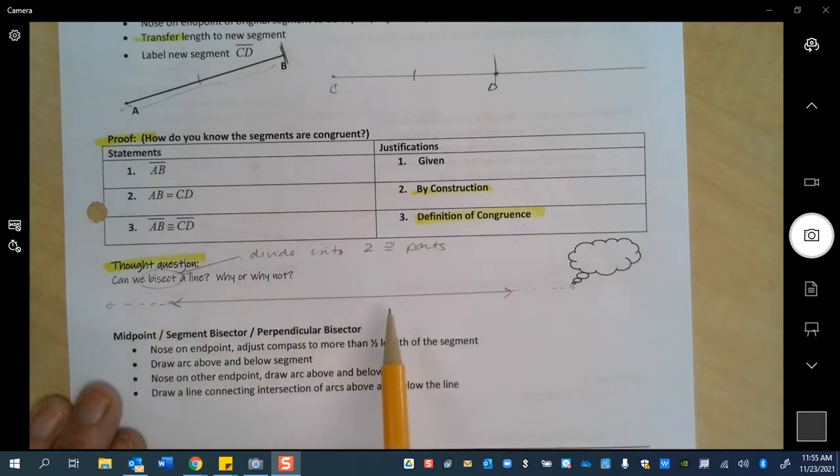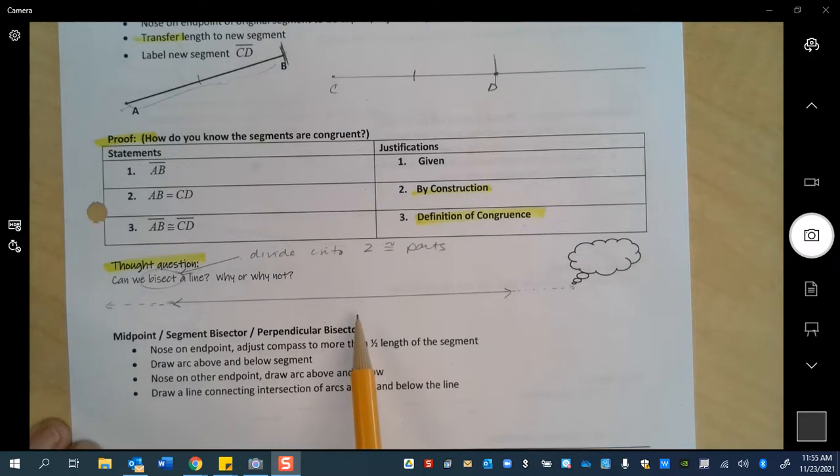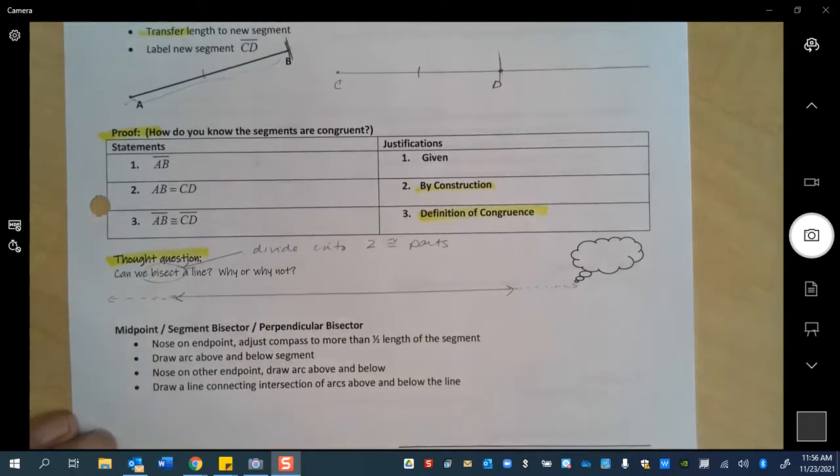Let me ask you something. Where do I find the middle of this line? Is it here? What if this line continues on? What if it continues on this side? Is this the middle? Is that the middle? Is this the middle? What are your thoughts? Can you bisect a line, yes or no?